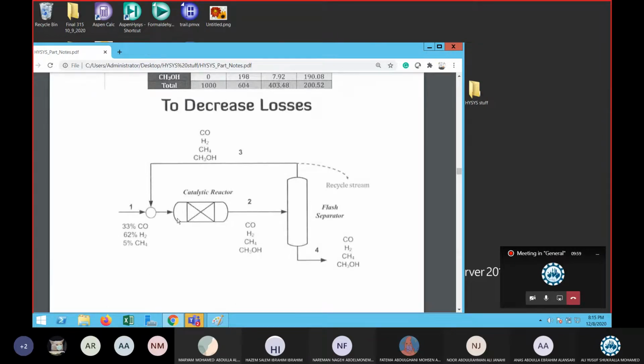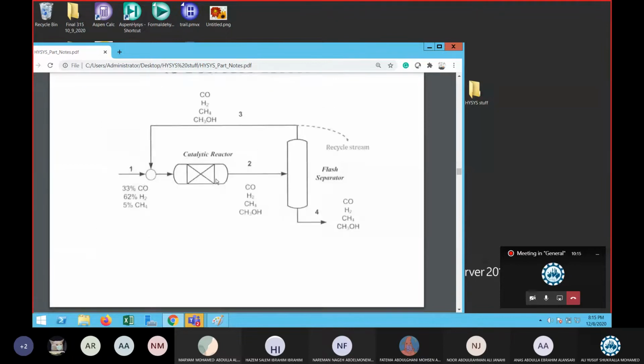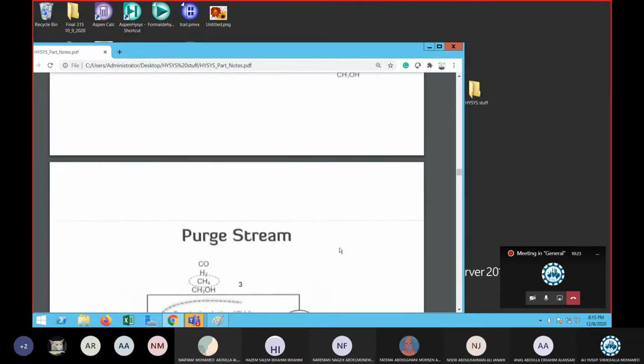When I recycle this stream, an additional unit shows up. Anyone can tell me what we call this now? What we call this circle? Mixing point. A mixer. We have a mixer. So here we have only 2 unit operations: the reactor and the separator. Now we have 3. We have the mixer, the reactor, and the flash separator.